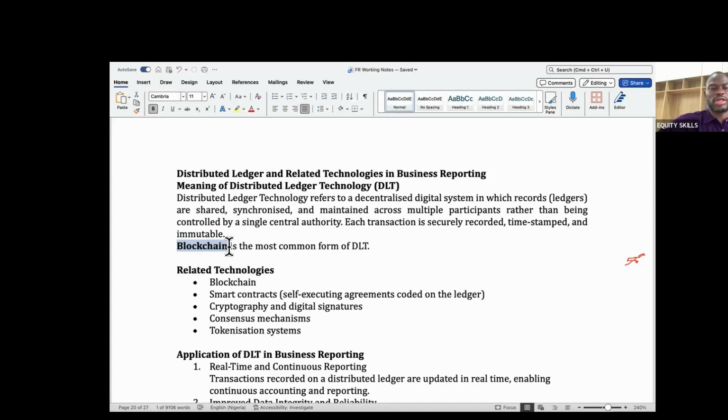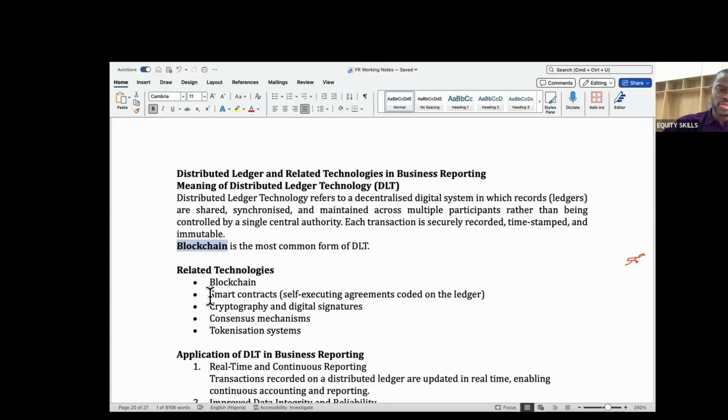So it works by making sure everybody has access to the system and can see what is happening. When you enter transactions, you cannot remove them. It is immutable. Everybody is in charge. No single central authority. Okay.